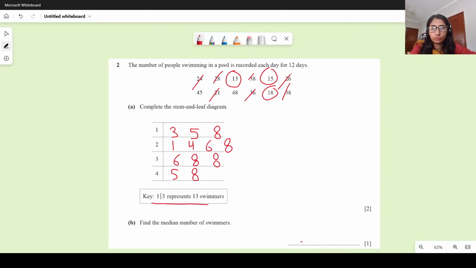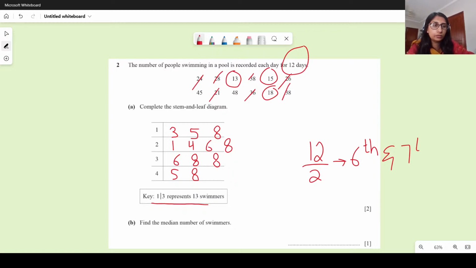Find the median numbers of swimmers. Median is the value in the middle. So how many values do we have here? 1, 2, 3, 4, 5, 6, 7, 8, 9, 10, 11, 12. Yeah, 12 values. So 12 is an even number. If we have an even number of values, in the middle you have two values. So 12 divided by 2 is 6. So you need to look for the sixth value and the seventh value. These two are the middle positions.